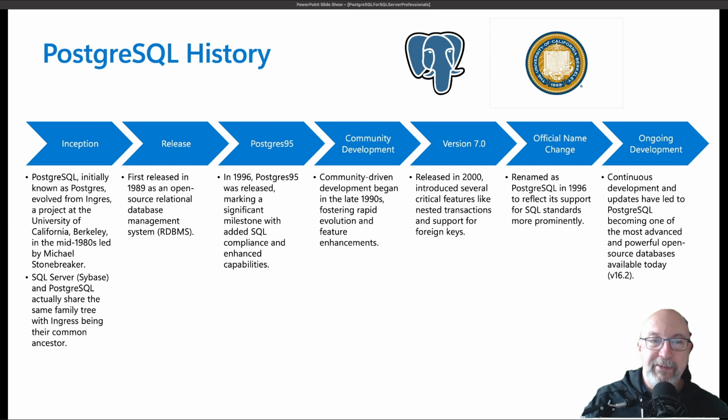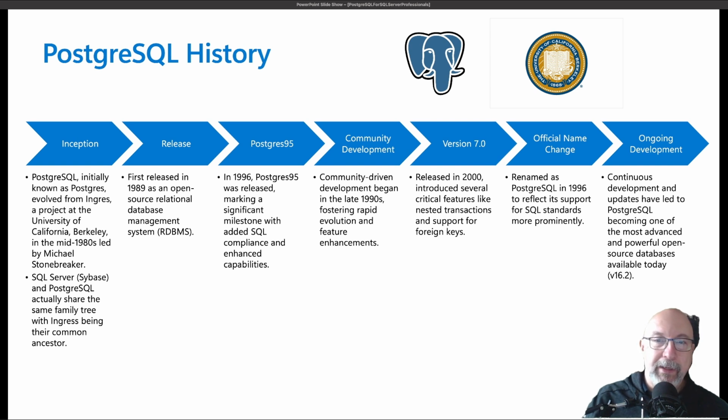So the first release of Postgres was in 1989, pretty much in line with what we have seen for SQL Server. But it was in 1996, given the introduction of more strict SQL compliance and capabilities, that Postgres was renamed as PostgreSQL, as a testament to the SQL standard support that became more relevant, right?